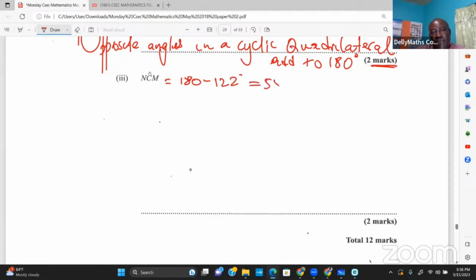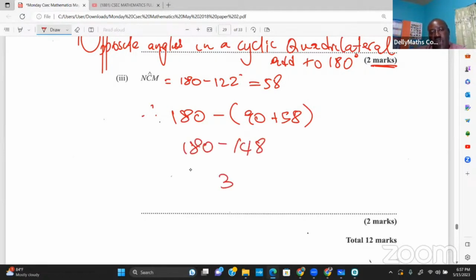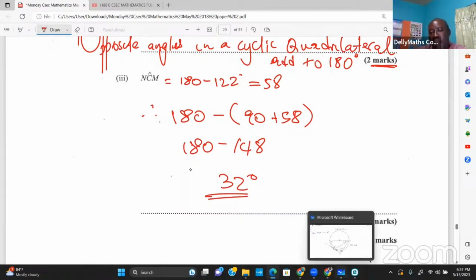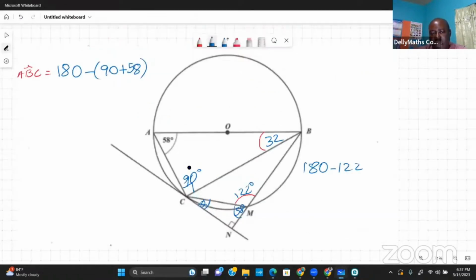And I'm left with 58 for that. Now I'm going to say 180 minus the sum of that 90 plus that 58. Then you get 180 minus 148, you're going to get 32 again, right? So that angle right there is, let me go back, I'll give you the chance to write. This angle right here is 32. Let me use clear. Let me put it in red, 32. That little angle that they asked for is 32.